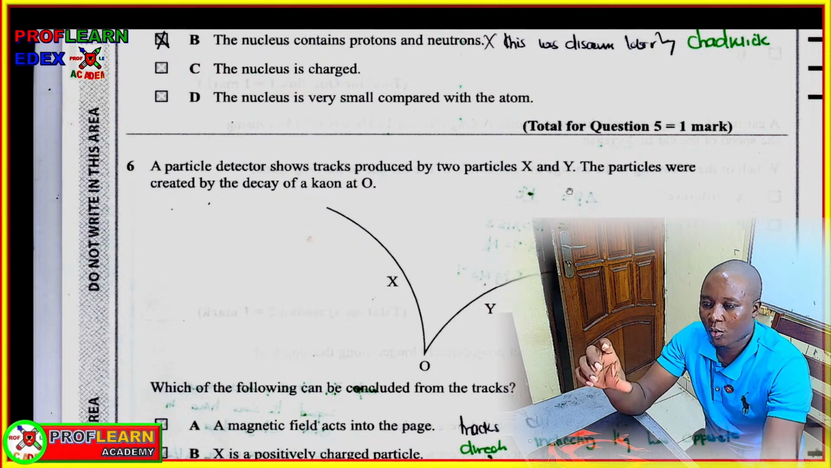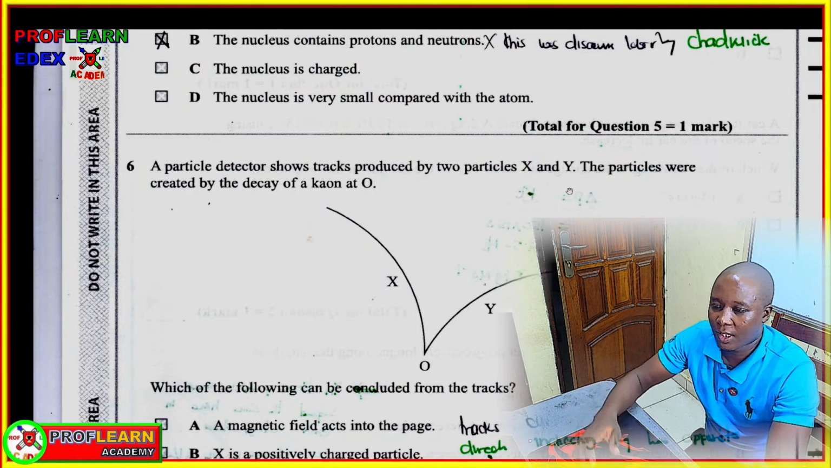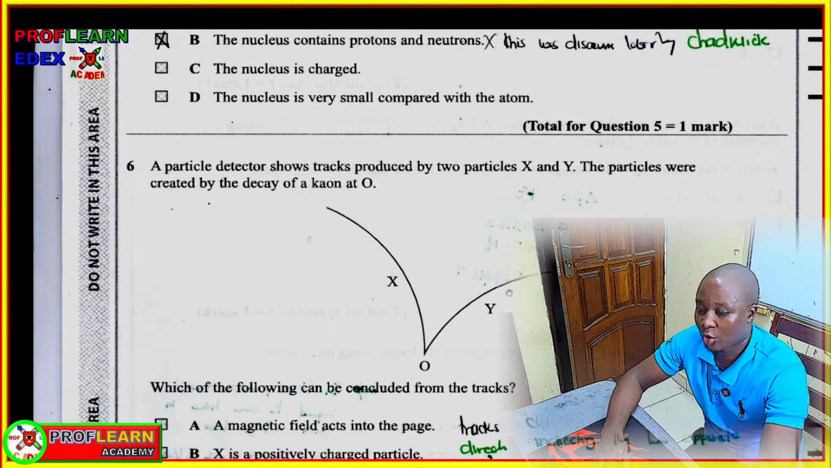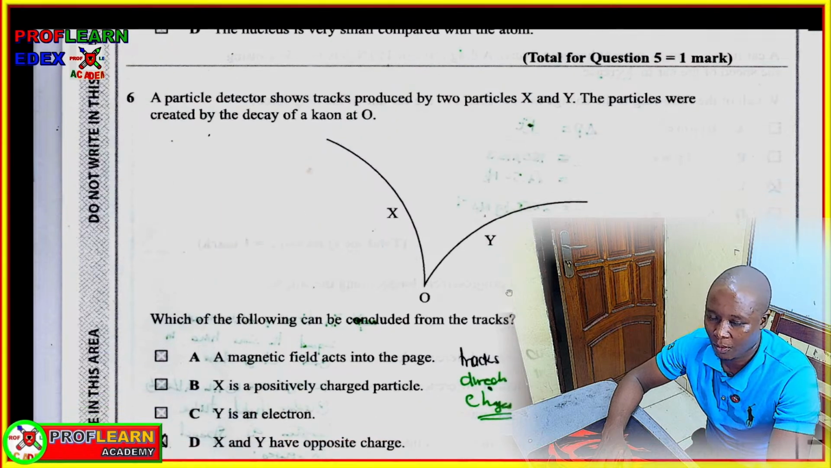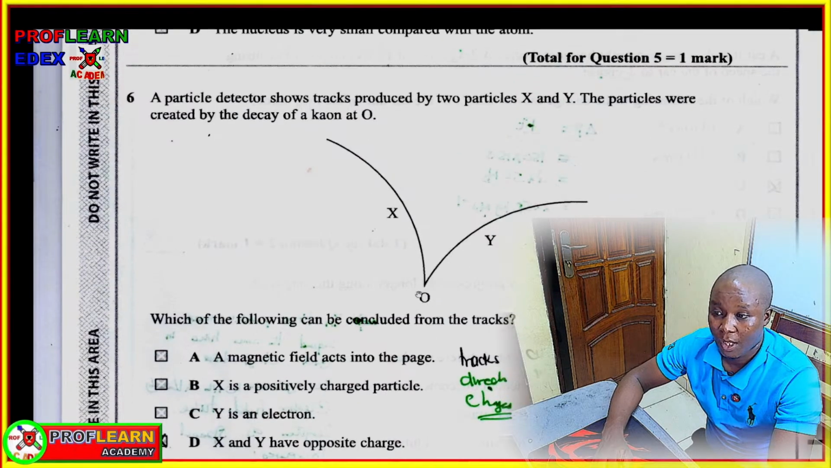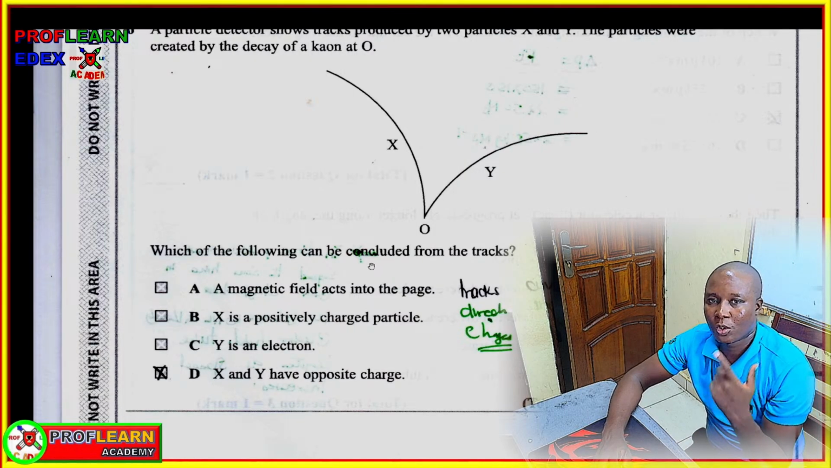But also, when you look at the radius of curvature, the radius of the track, you realize that this one has a smaller track. So in that way, we can also say something about the strength of the charge. Now, which of the following can be concluded from the tracks? The direction of the magnetic field, into or out of the page, we cannot conclude from the tracks. X is positively charged, but we cannot conclude the type of charge here unless we know whether the field was into the page or out of the page.